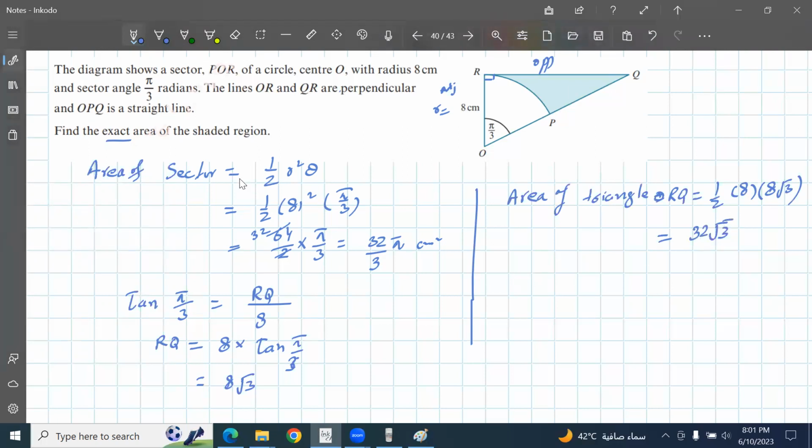At the end we will write the exact shaded region. Shaded region is equal to 32 square root of 3, which gives us the whole area of the shape, minus the area of the sector, which we know here, 32 over 3 pi. We are looking for the exact answer, so this is our exact answer. No need to simplify more. I hope you get it, how I find out the exact shaded part of this shape. We try one more.